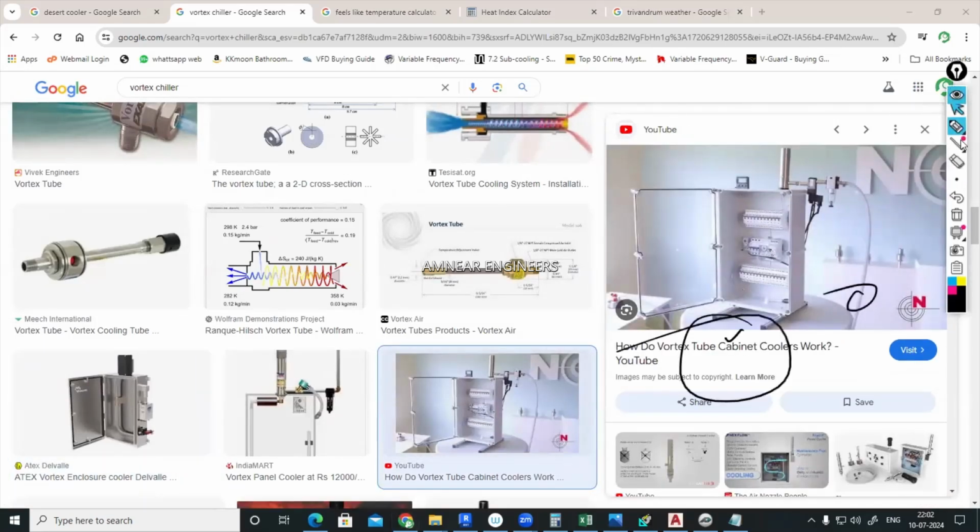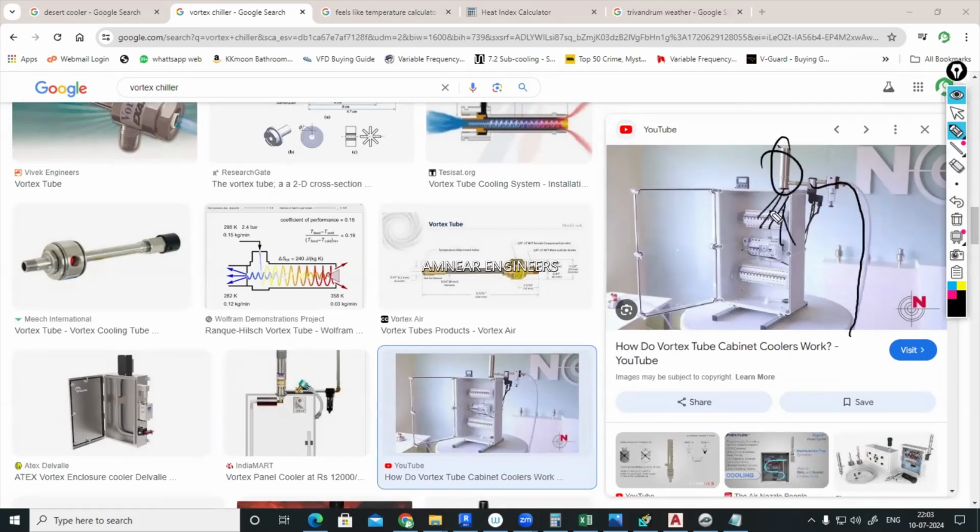How does the system work? You need an air compressor. Through the air compressor, high pressure air comes, and through this vortex tube the air expands. When the air expands, the pressure decreases, and when the pressure decreases, the temperature also decreases. That's why, when the cooling effect is produced with the help of air expansion, that tube is called a vortex tube.